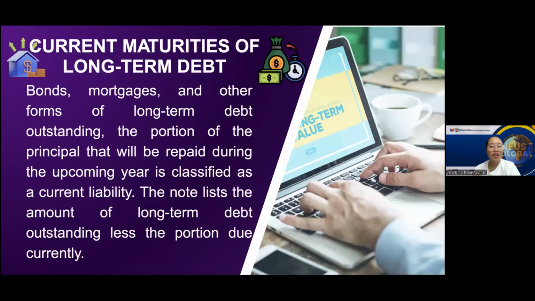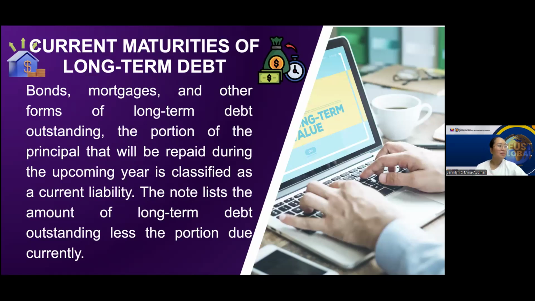And then we have the current maturities of long-term debt, which refers to the portion of long-term debt, like bonds or mortgages, that must be repaid within the next year. This amount is classified as a current liability on the balance sheet. For example, a real estate company has a $100,000 mortgage with $10,000 due within the next year. The current maturity is $10,000, which is the portion of the mortgage that needs to be paid in the next year. The amount is reported as a current liability while the remaining $90,000 is considered long-term debt.